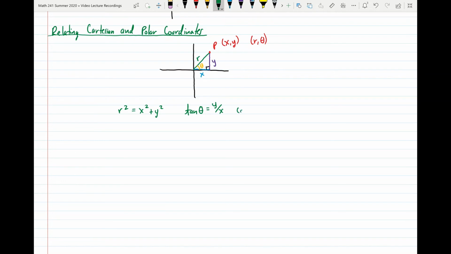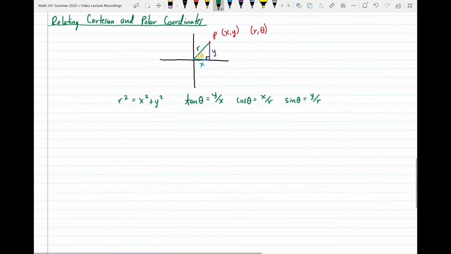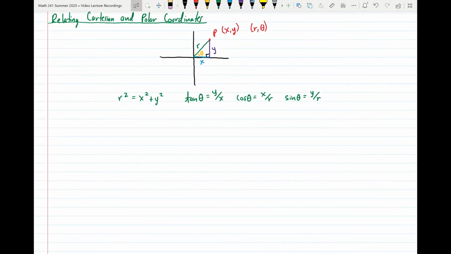We also have that cosine theta is equal to x over r, and we have that sine of theta is equal to y over r. So if you need to pause the video for a second and see why these equations are true, I encourage you to do so. But they really do just follow from some basic geometrical principles. So we can conclude just from this little sketch here.